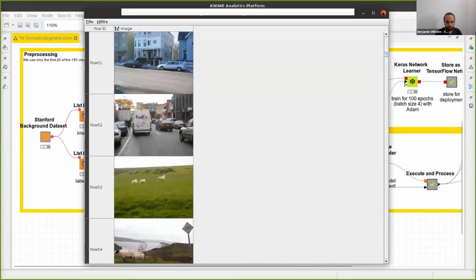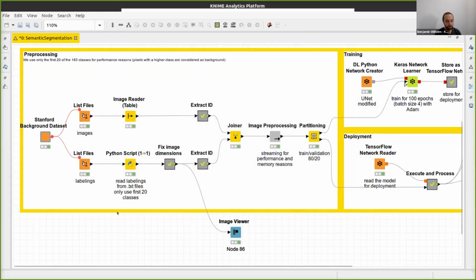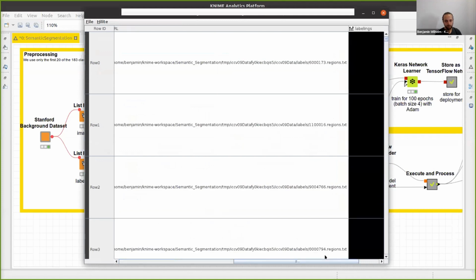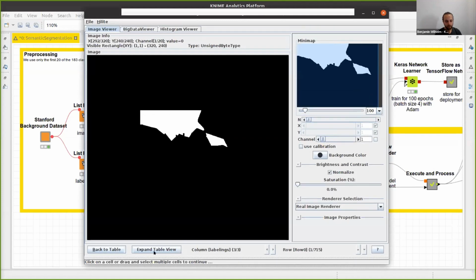Okay, we have a lot of them. And then we also need to read the ground truth data, so the segmentations. We do this in this little Python script because they are saved in a txt file that's easy to read with NumPy. So we just use NumPy to read it and then get it into KNIME. You need to fix the dimensions because they are swapped. And after that, our segmentations look like this.